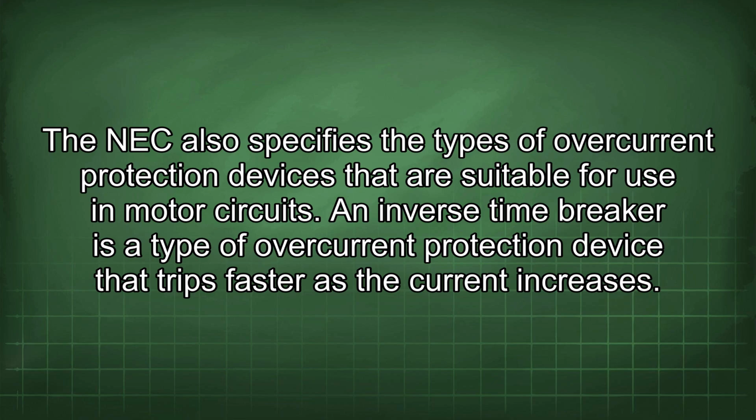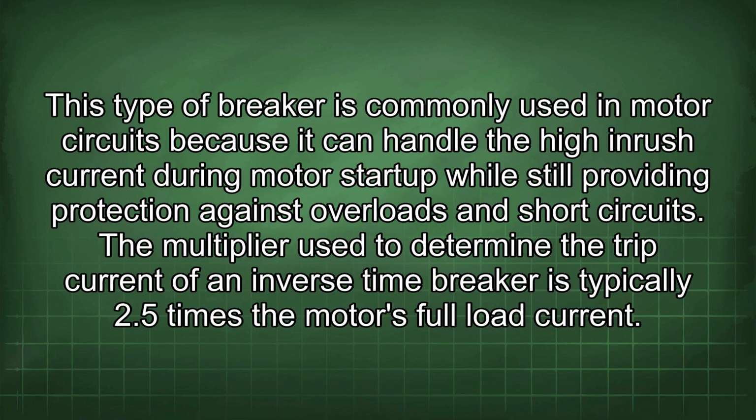An inverse time breaker is a type of overcurrent protection device that trips faster as the current increases. This type of breaker is commonly used in motor circuits because it can handle the high inrush current during motor startup while still providing protection against overloads and short circuits.